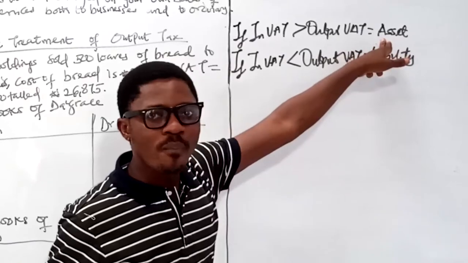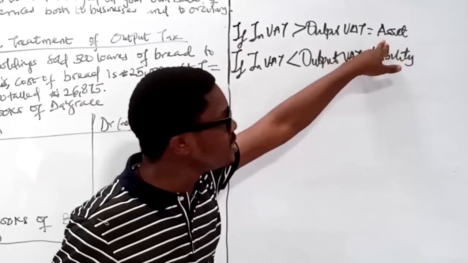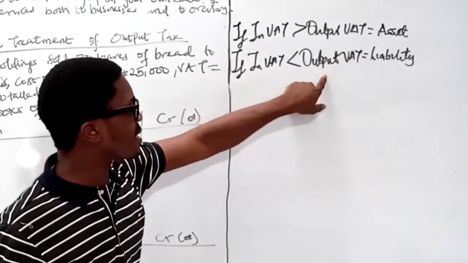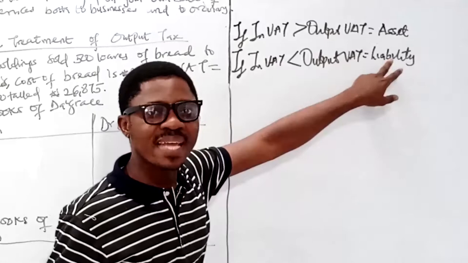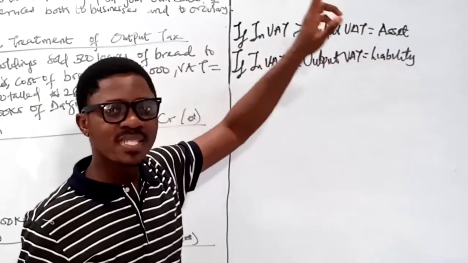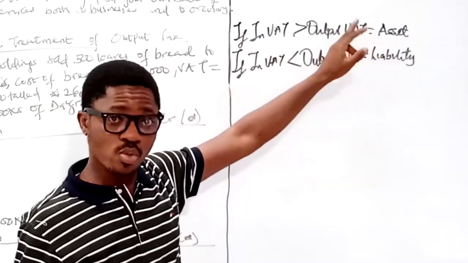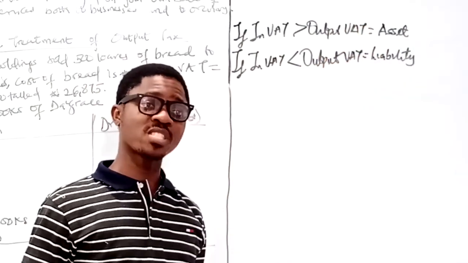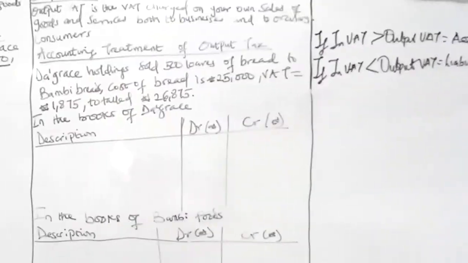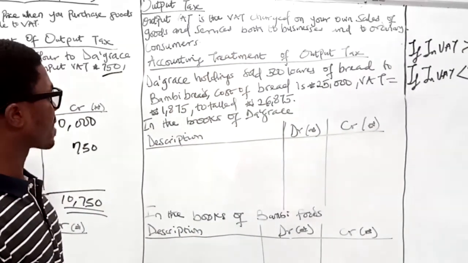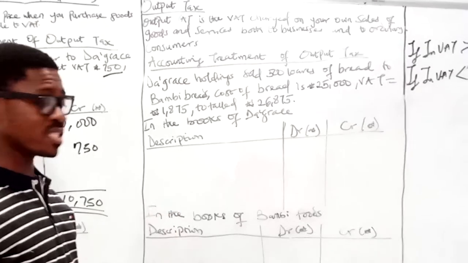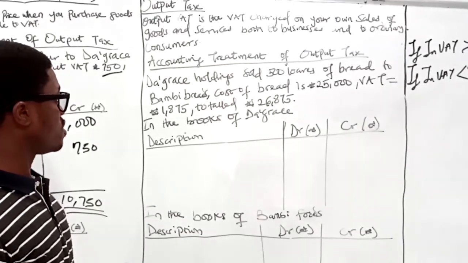That would mean that the government is owing. The government is the one owing the taxpayer. But anytime input VAT is less than output VAT, that will mean that it's a liability. And that means that the taxpayer is the one owing the government. So with assets, the government, or the tax collector, is the one owing the taxpayer. But when the output is more than the input, it means that the taxpayer is the one owing the government. This will be explained better in the course of the comprehensive explanation on input and output VAT.